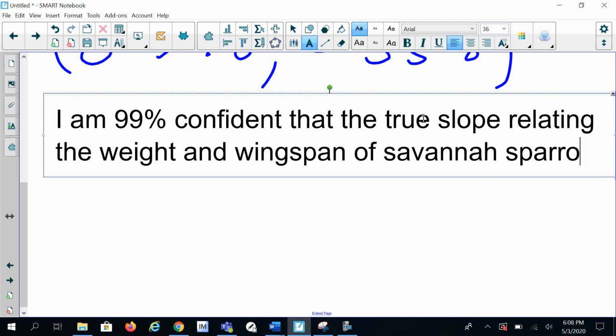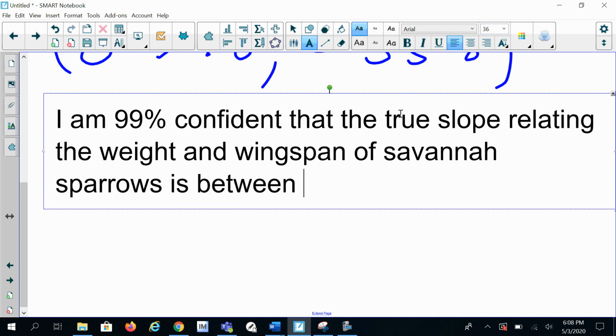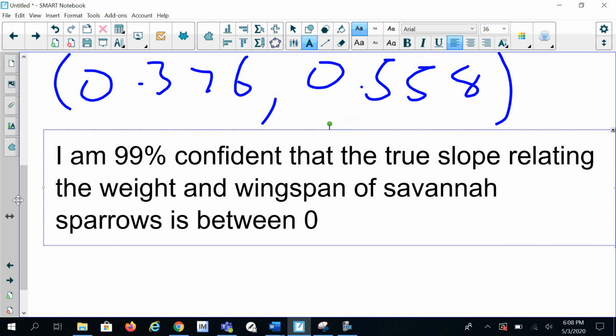Savannah sparrows is between 0.376 and 0.558. There you go. That is how you do confidence intervals. I am 99% confident the true slope relating the weight and the wingspan of Savannah sparrows is between 0.376 and 0.558. So that is the difficulty of confidence intervals. It's you being able to look at the table and pull stuff out, essentially.